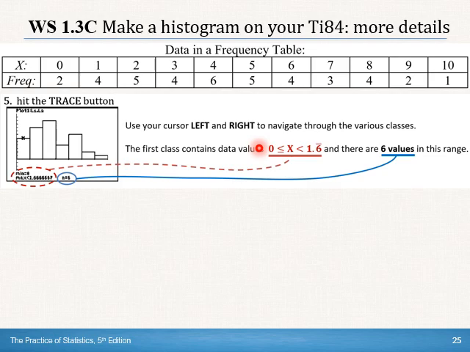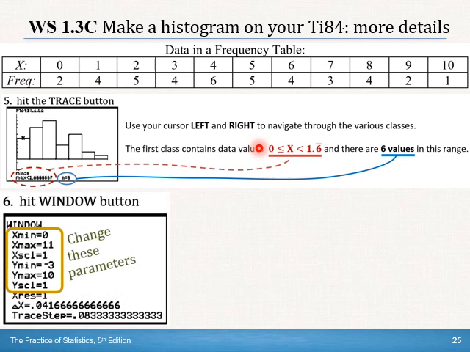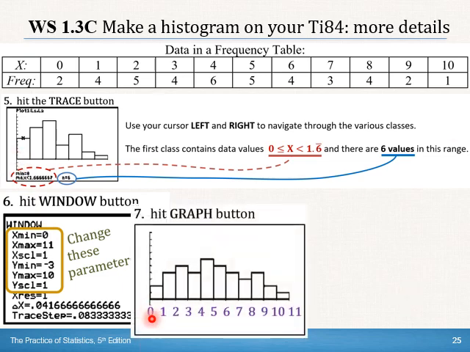All right, that's not really great. What we want to do is change the class width, and we can do that in our calculators. We hit the window button, which is the second from the left at the top, and it gives you this. You want to change the X minimum. Think about it, what do we want? We really want the left-hand value to be 0 and the right-hand value to be 11. I know the top value is 10, but remember, the bar always goes to the right of the data value. So 10 is displayed in the bar between 10 and 11. So we want the maximum X value to be 11.